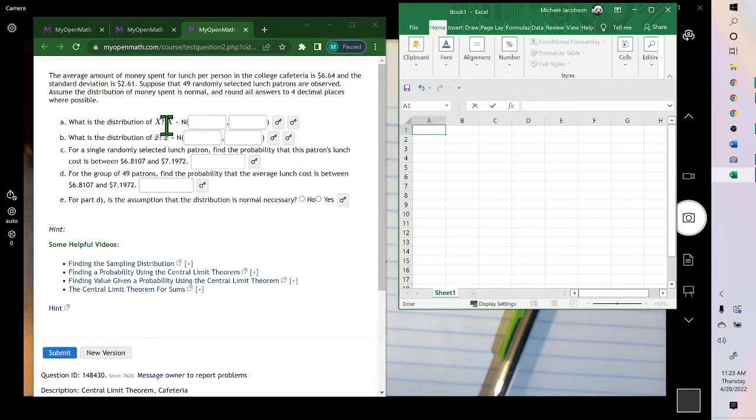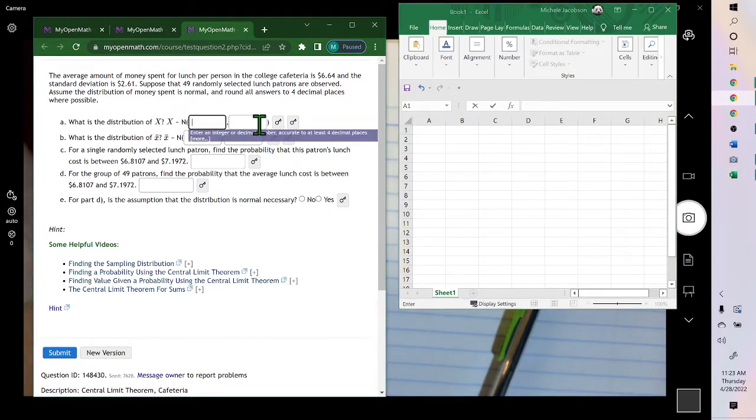Now this is just saying the mean and the standard deviation. And so you would just put your mean, 6.64, standard deviation, 2.61. Now for this distribution, notice it has an average, the line on top, which means they're taking a sample. So from this sample of 49, the mean stays the same, but the standard deviation does not.